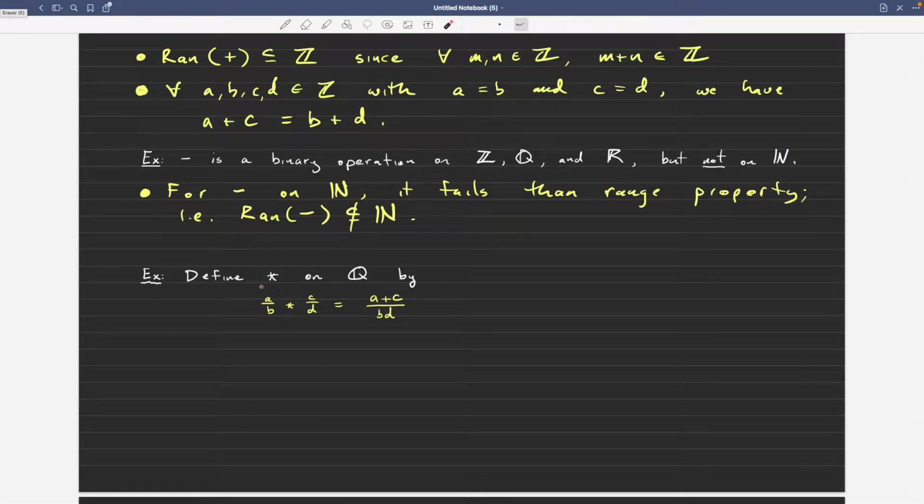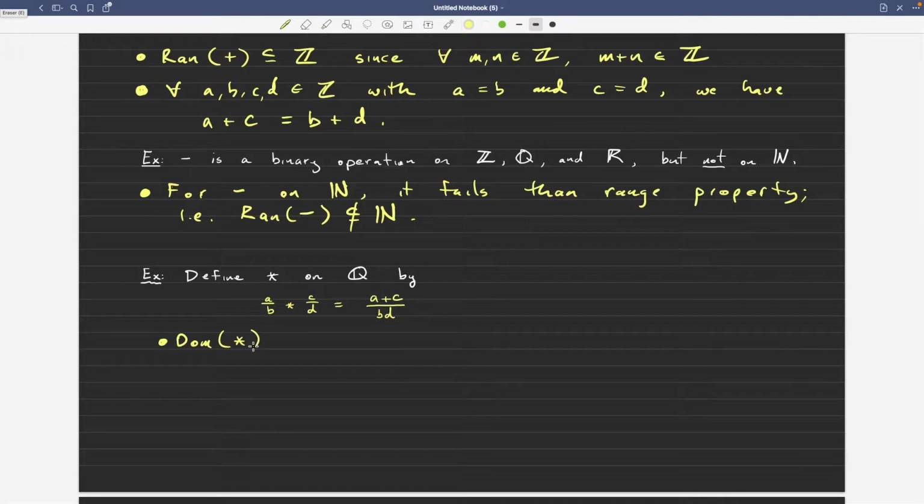We're defining a binary operation star on the rational numbers, and we take one fraction and star it with another fraction. We're going to do that according to this expression here. So you just add the numerators of the two fractions and then multiply the denominators to get the denominator of the result. So the question is, is this a binary operation? Well, let's just check the properties. So how about the domain? Just ask yourself, what fractions can I star together?